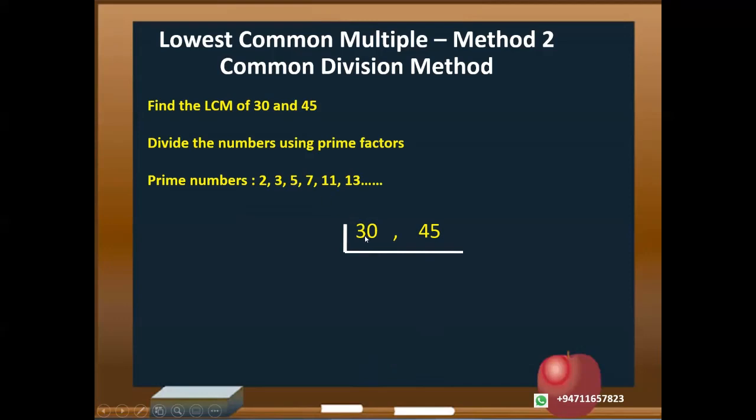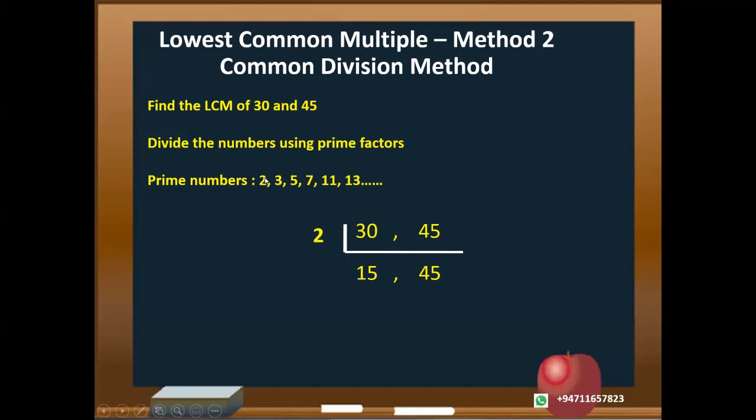As 30 is an even number, it can be divided by 2. But 45 cannot be divided by 2 without getting a remainder. But that doesn't matter. The number not divisible by the prime number, you can write as it is. So if you divide 30 by 2, it's 15. 45, you can write as it is.